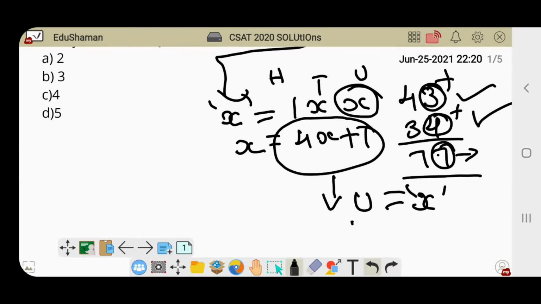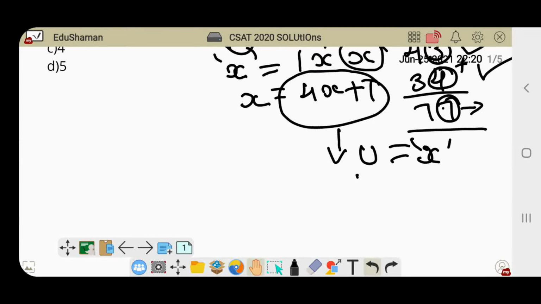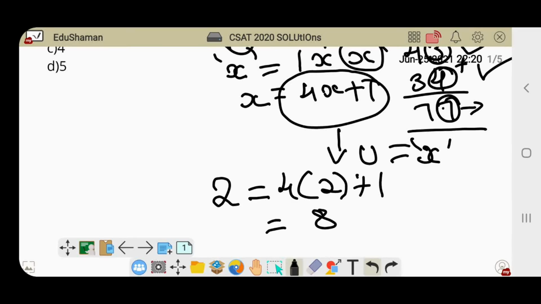So the first option is 2. So let's see whether 2 is equal to 4 into 2 plus 1. Whether the units place of 4 into 2 plus 1 will be equivalent to 2. So let's try it out. Is 2 equal to 4 into 2 plus 1? No, it doesn't hold good. 8 plus 1 will be equivalent to 9. 2 is not equivalent to 9. So option A is the wrong answer.